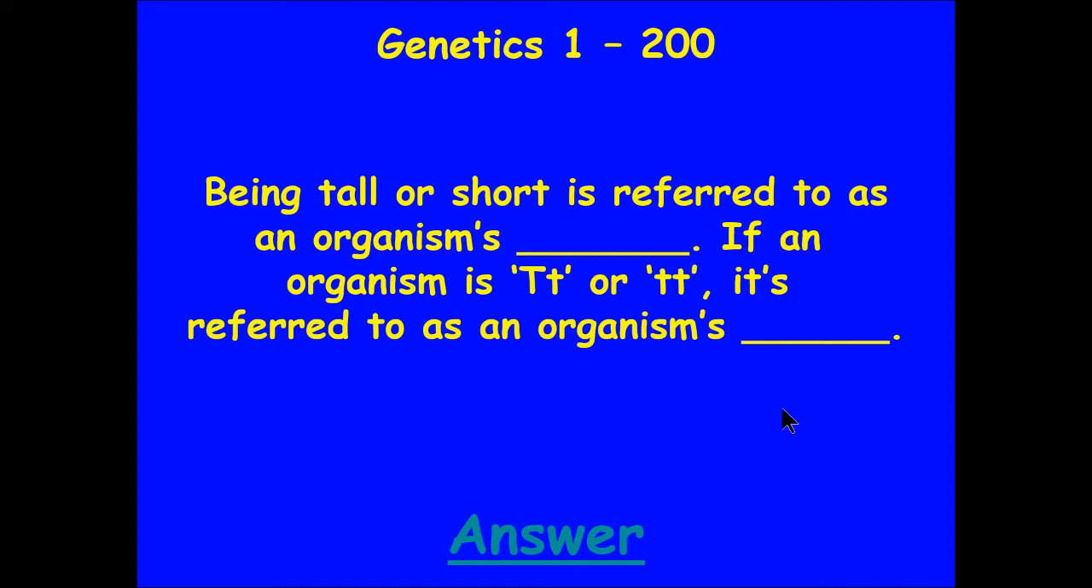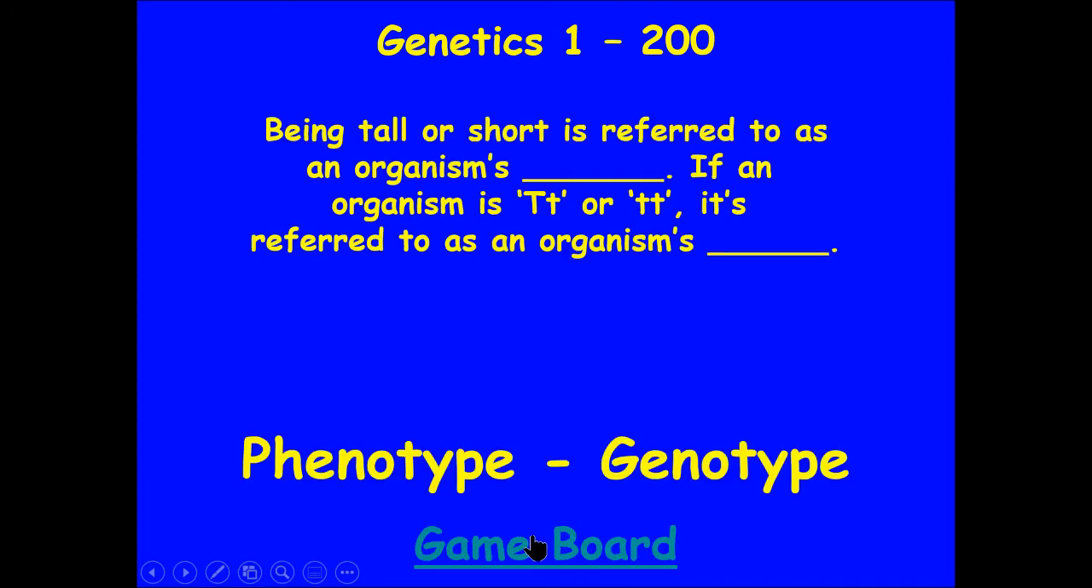Answer coming in 5, 4, 3, 2, and 1. So how you feel or how you appear is the phenotype. Genotype is the symbols. It's the chemical symbols that we use to represent heterozygous or homozygous trait combinations or allele combinations.